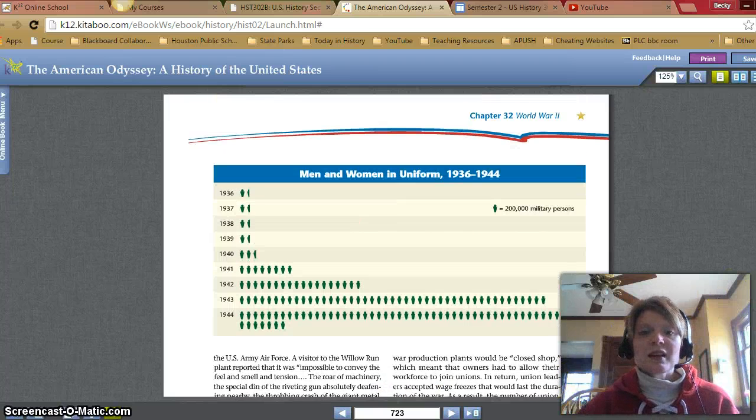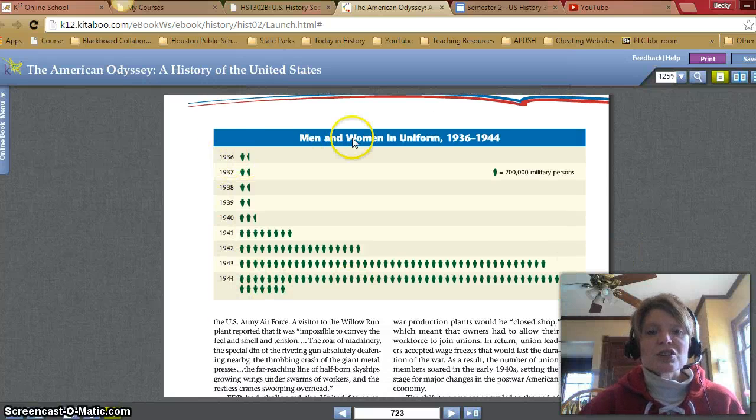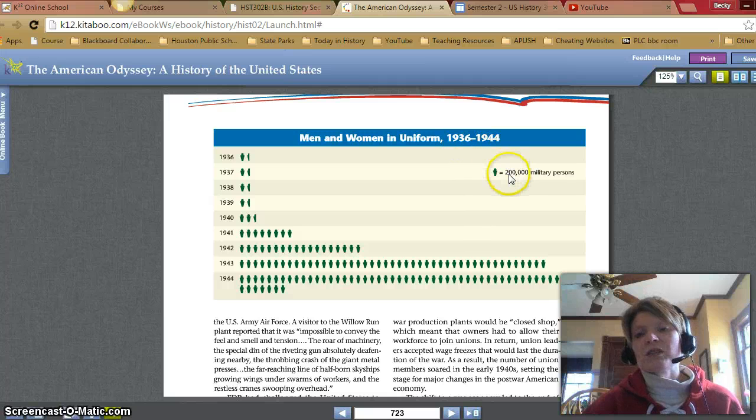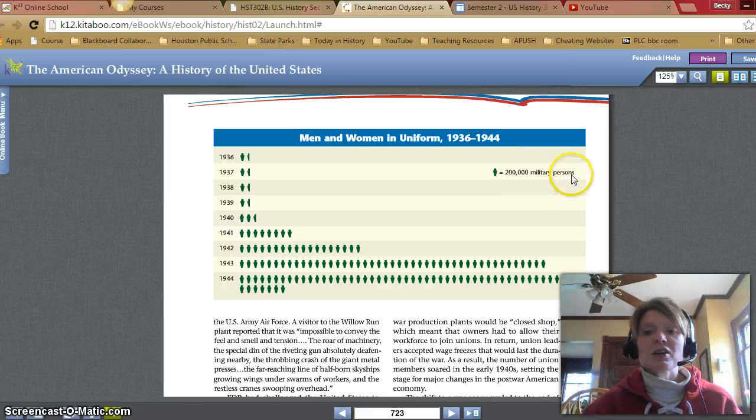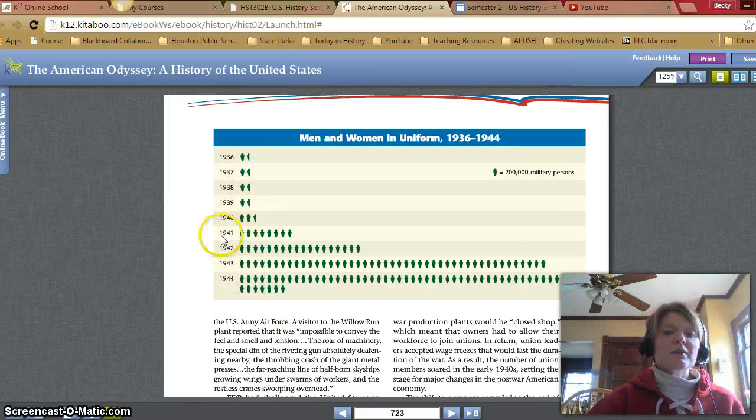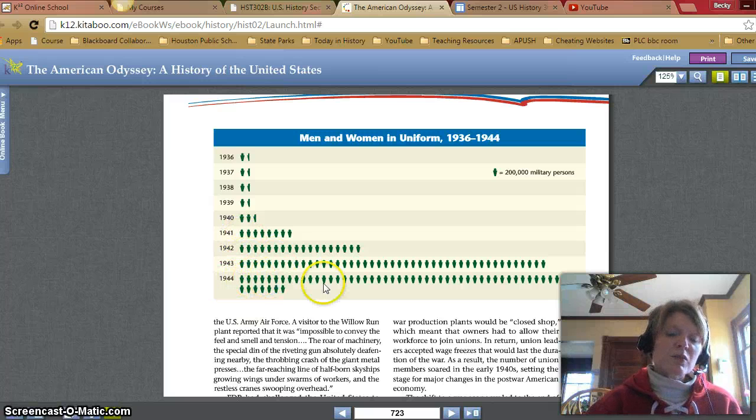returned. And if we look at this chart up here at the top, men and women in uniform, 1936 to 1944, each green person there represents 200,000 military persons. Look at the dramatic increase during the war years. It's just, especially by the time you get to 1944, a huge dramatic increase from the pre-war time.